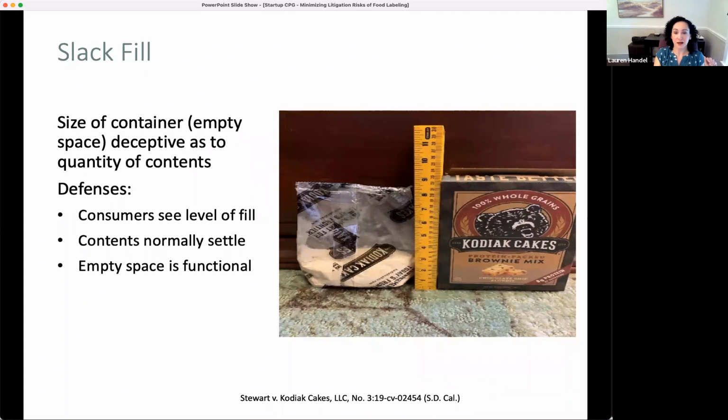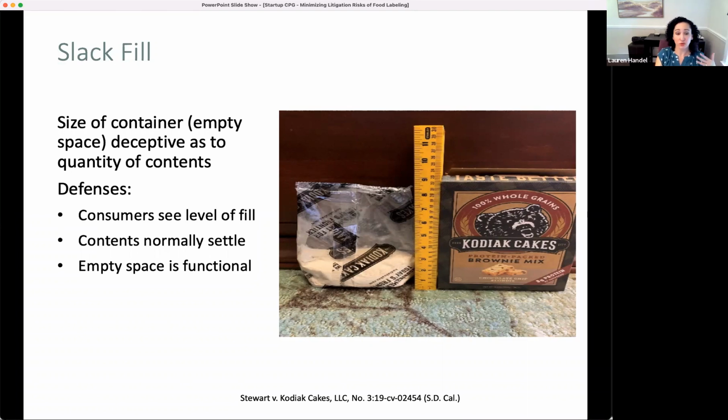Slack fill. This is an example of an actual slack fill case. If consumers will be deceived by looking at the outside of the container and think that there's more of a product in it than there actually is, that can be a basis for consumer deception, even if the product is truthfully and accurately labeled with its net weight. But some defenses can be if the consumer can see the level of fill. For example, if there's a window in the package, more and more products are being marked on the outside with the fill level to set up a defense to this kind of case, or to try to minimize the risk of having this kind of case.